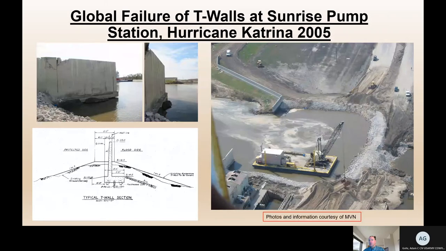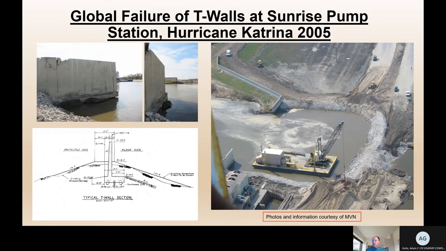And then there was a global failure of T walls at Sunrise Pump Station, Hurricane Katrina in 2005. This story is not well known. We're trying to get the word out on it, but it was also in August 2005, and about 180 to 200 feet of T-wall failed. This is pile-founded T-wall, and most of that T-wall was never found. It formed a scour hole so large, 180 feet wide, 500 feet long, and up to 30 feet deep, that the T-walls completely disappeared, including the piles were apparently sheared off or torn out with the walls.